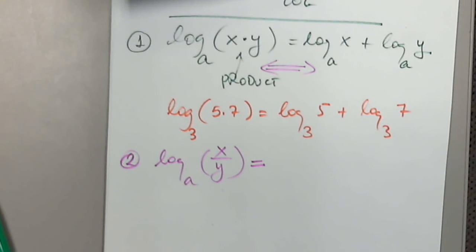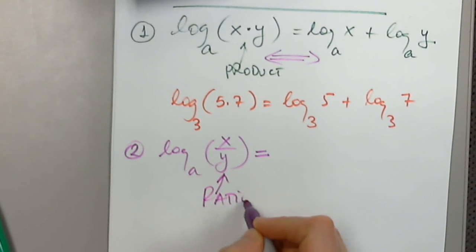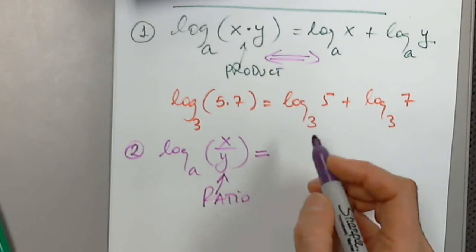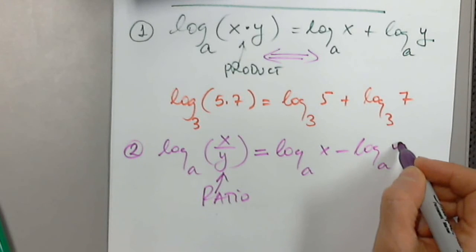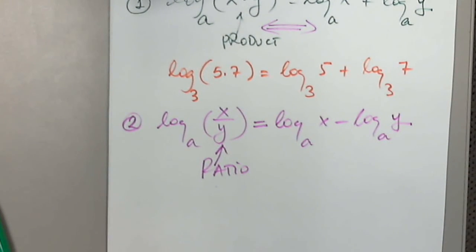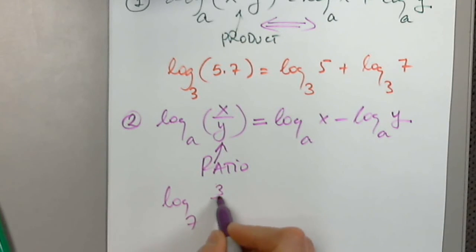So then, what do you think this will equal to? Say it again. Log ax minus log a. Yes, this will be the difference. Perfect. So this is a quotient or a ratio. So if it's a quotient or a ratio, this can be replaced by log base a of x minus log base a of y. An example would be, so let's say log base 7 of 3 over 9.